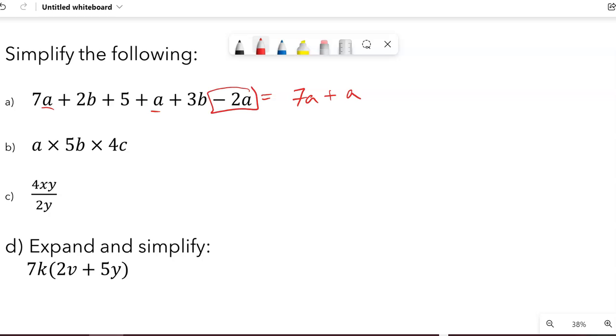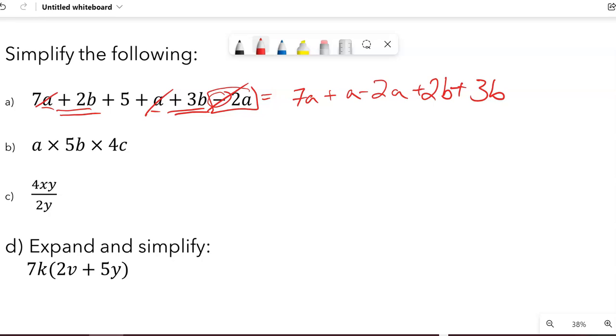Now this is important. I'm going to keep the sign with 2A. So we're not going to add 2A, we're actually going to subtract 2A, and I'm going to keep that with it. So that's why I wrote minus 2A. So I've got that one, and that one. Now what other like terms do I have? I have plus, because that goes with the plus, 2B plus 3B.